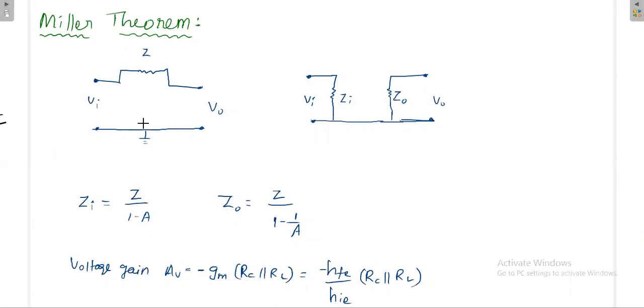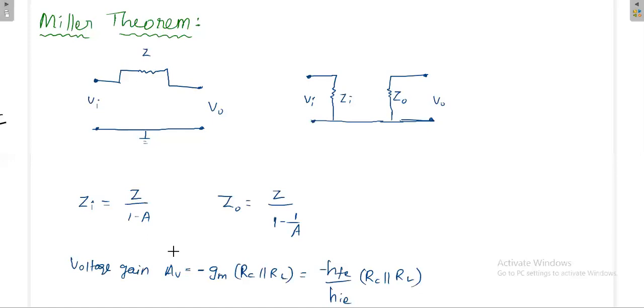Okay, because I have not shown the circuit here, but actually there will be a circuit, a small signal pi model. This Zi depends on Z as well as the gain of the circuit. Similarly, Z0 also depends on Z and the gain of the circuit in some other way. Zi is equal to Z divided by 1 minus A, where A means the gain of the circuit. Z0 is equal to Z divided by 1 minus 1 by A. If the value of A is very large, then Z0 is simply equal to Z.